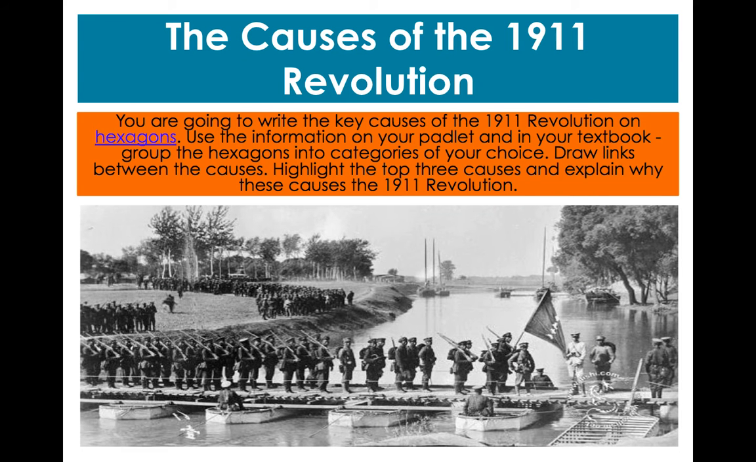We're then going to have a look at the key causes. So a lot of this is going to reaffirm what you've looked at already. But I want you to cut out and do this not online. So I've put a link there to a hexagon sheet. You can print that out if you've got a printer. If not, just draw hexagons. I want you to highlight what all the key causes for the 1911 revolution were. Okay, you can use the Padlet that you've started to create as a group, and you can use your textbooks.